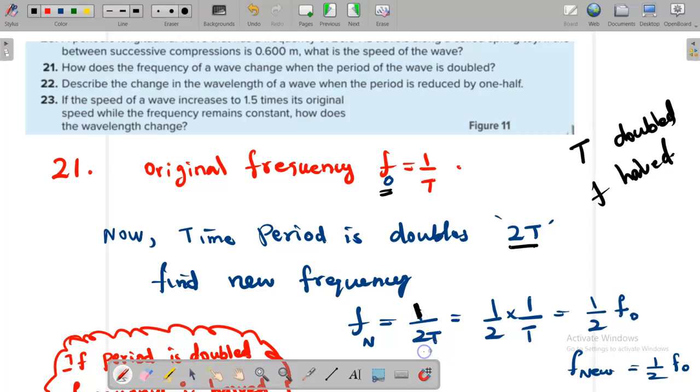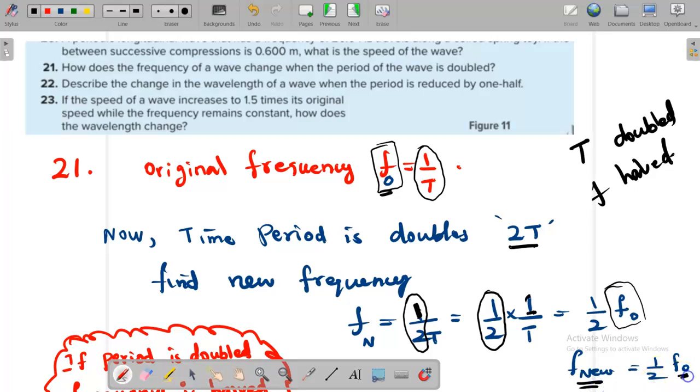1 over 2T. So you can separate this 1 by 2 here, half, and you see here 1 over T. What is 1 over T? It is the old frequency. So I replace 1 over T with f0, old frequency. So what is the answer? The new frequency is half of the old frequency. That's what I mentioned. If the time period is doubled, frequency is half. You can pause and copy.